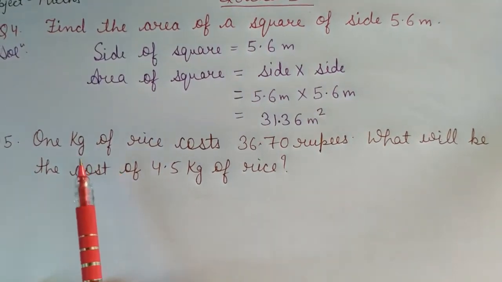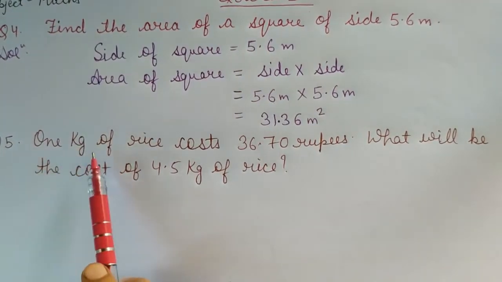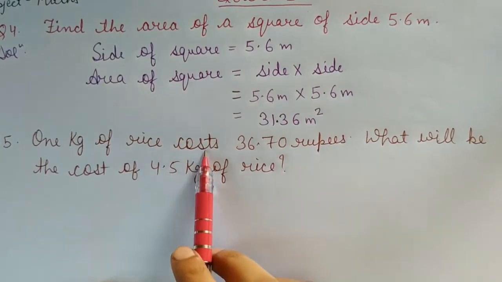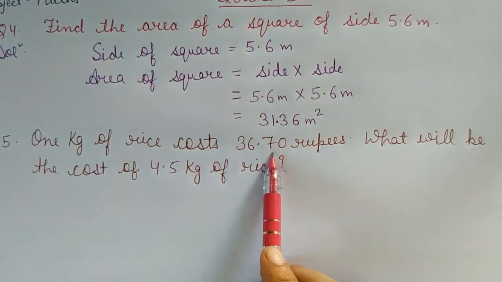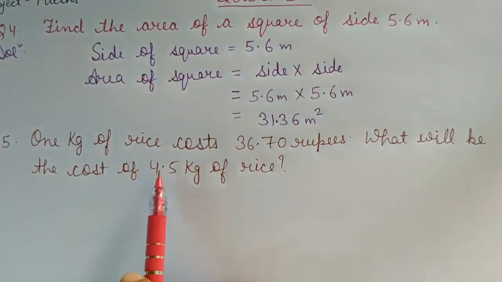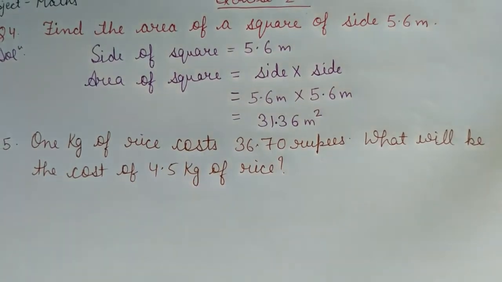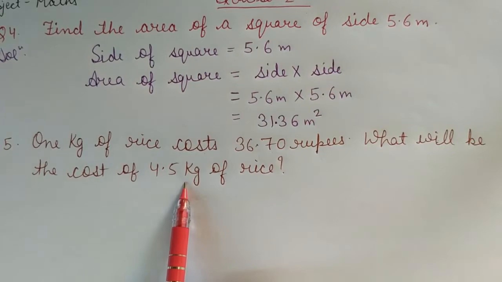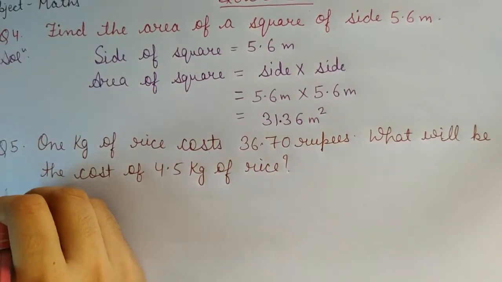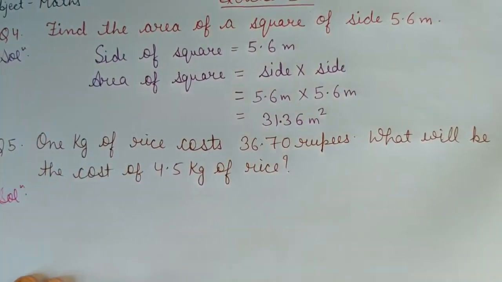Now our next question, that is question number 5. 1 kg of rice costs 36.70 rupees. What will be the cost of 4.5 kg of rice? We are given the cost of 1 kg rice and we have to find the cost of 4.5 kg of rice. So as usual, first of all write whatever we are given.